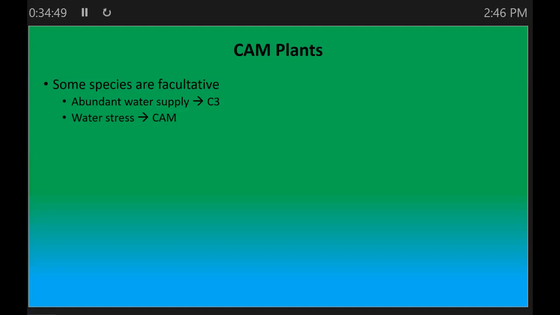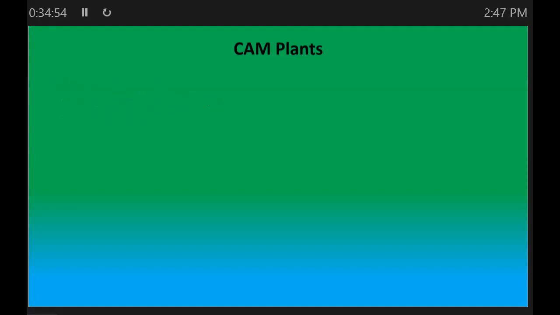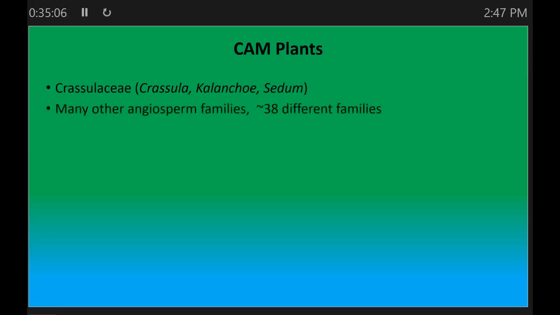So they've looked for, okay, who can do this? And they're finding, again, it's lots of different families. Initially, they discovered it in Crassulaceae. That's why it's named CAM. The Crassula genus, Kalanchoe, sedum, those are many, many species within those genera. But 38 other families, and that's probably more than that, can do that. So that's a lot of different families of angiosperms.